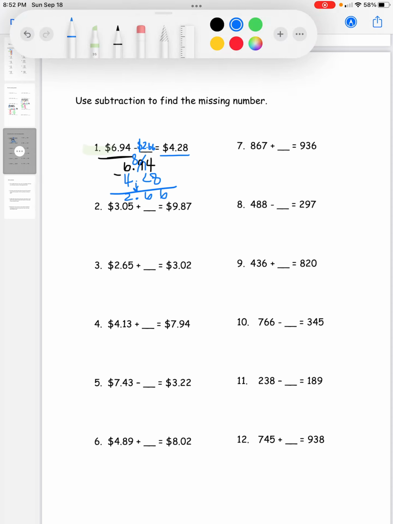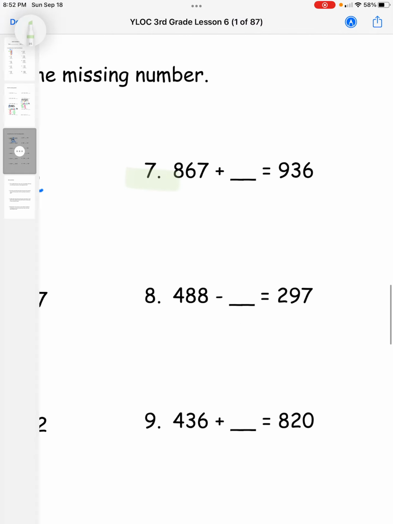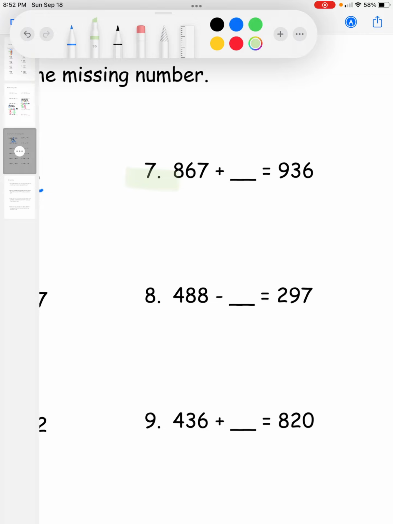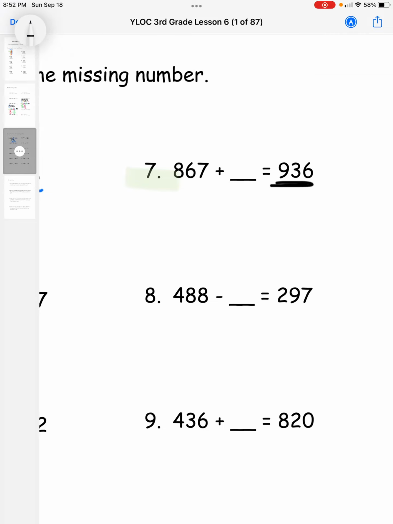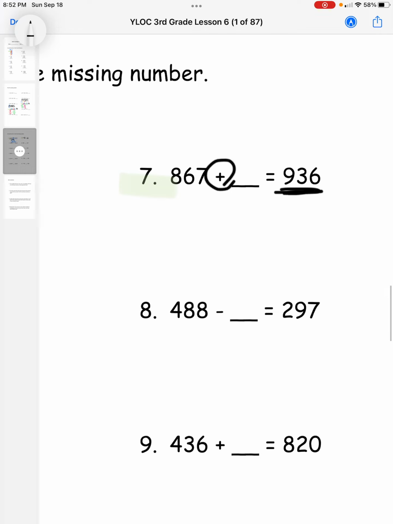Let's actually do question number 8 or 7 for review. You're going to take this number right here. Since it's addition, you want to take the total and subtract one of the little factors from it. So 936 minus 867.